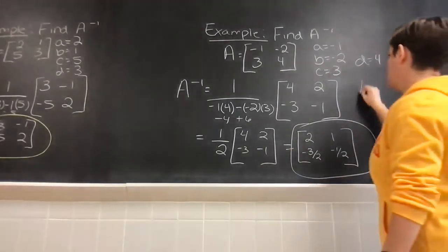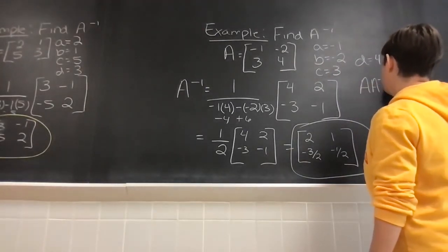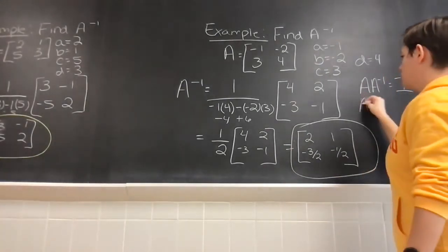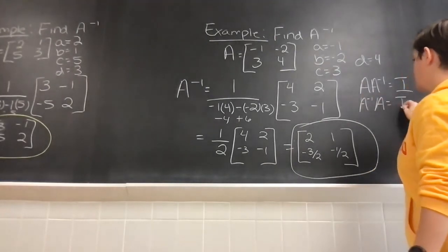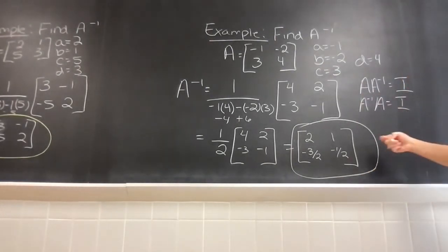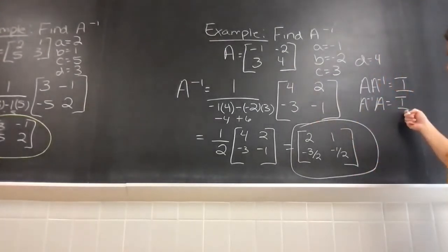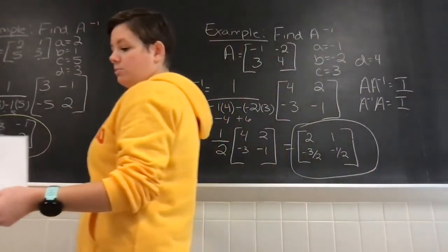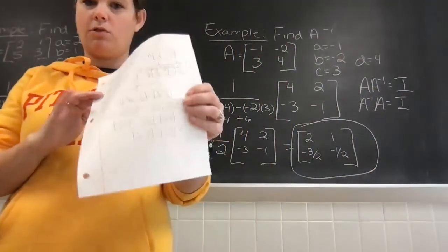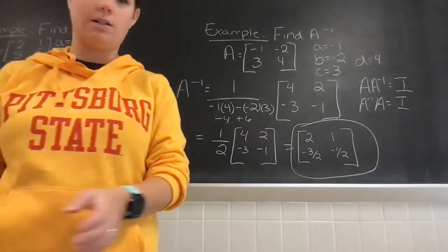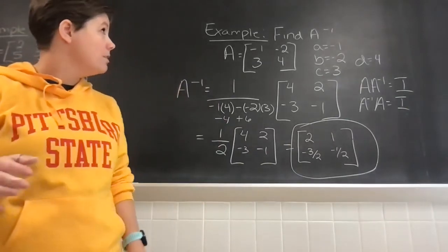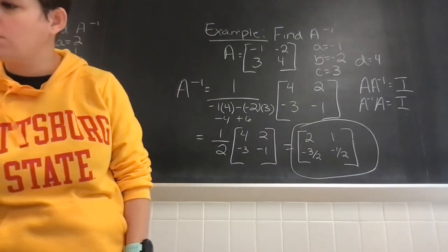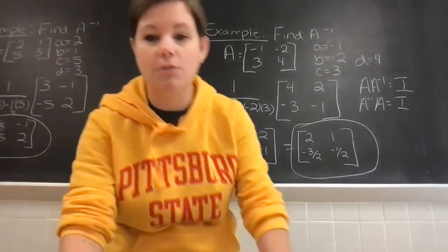You can check this by doing A times the multiplicative inverse and making sure you get the identity matrix, and by taking the multiplicative inverse times A and getting that identity matrix. So you could multiply these two together, and as long as you get the identity matrix, you know that you've done your math correct. In the notes page, I do that for you so that you can see that it is correct. But that is it for today. That is all for 6.4 on multiplicative inverses of matrices.